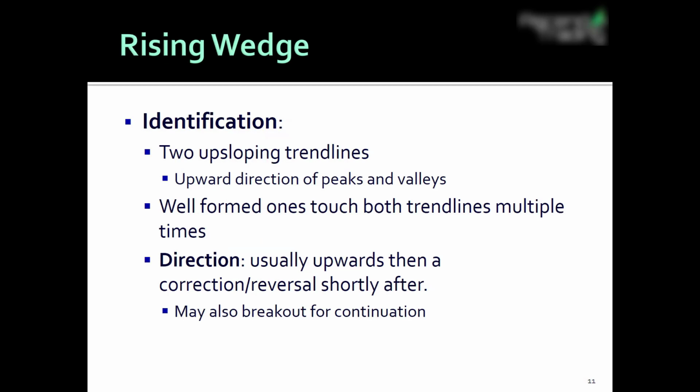So for the rising wedge, it's really an upward triangle with the apex pointing up. You're looking for two upsloping trend lines, and you want to find the ones that touch both trend lines multiple times. There is a tendency to sharply reverse shortly after, but it's not always the case, and it may also break out for continuation.